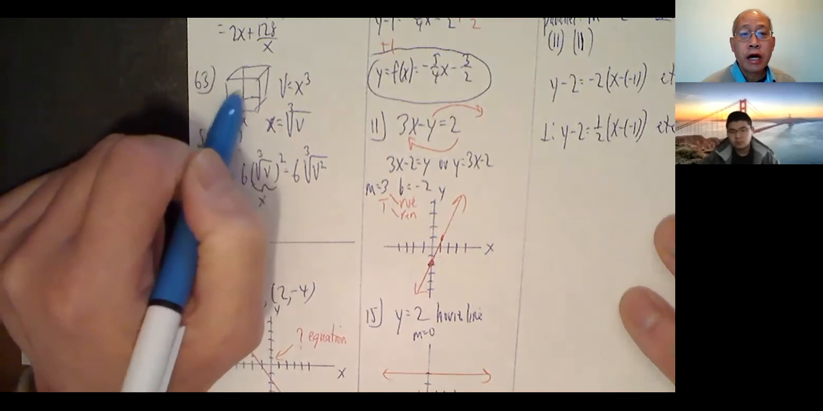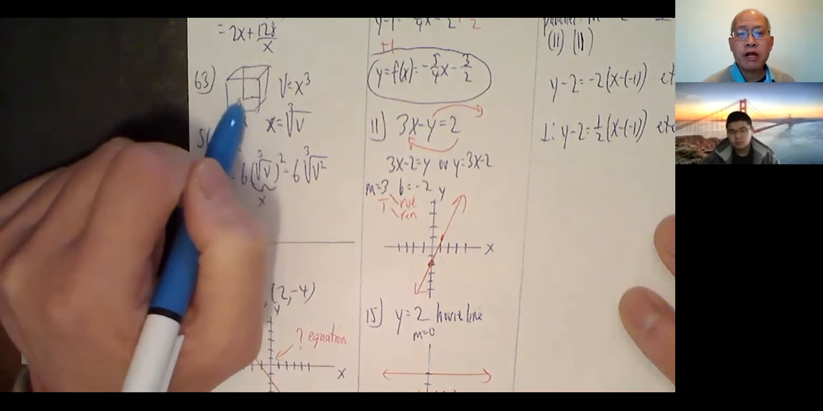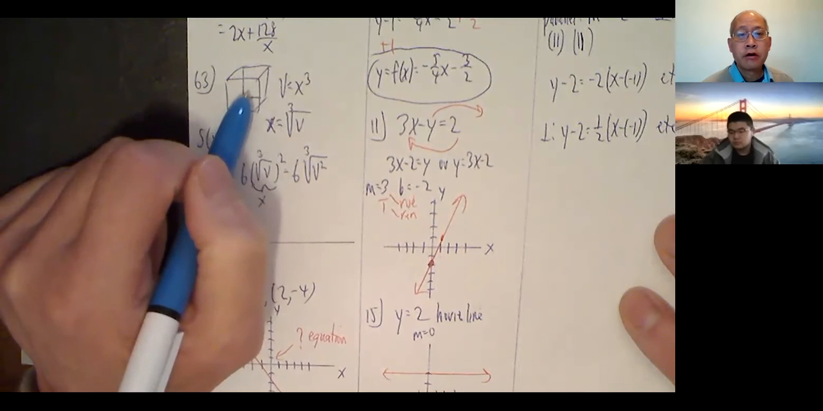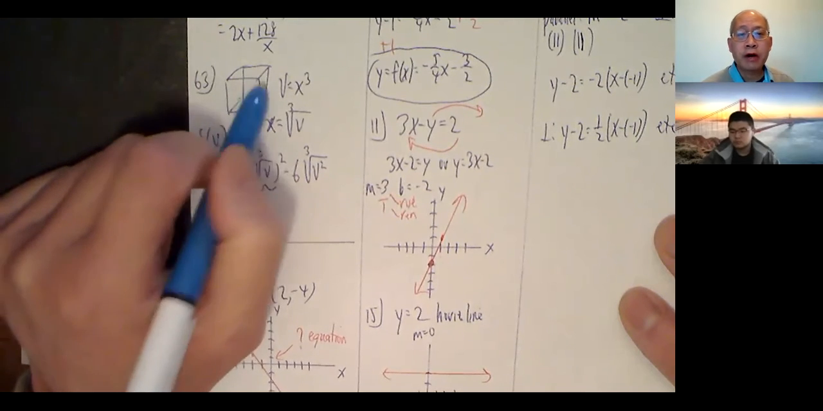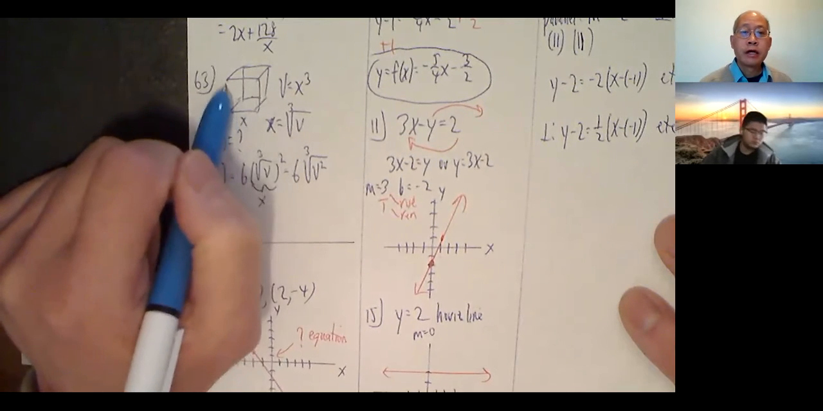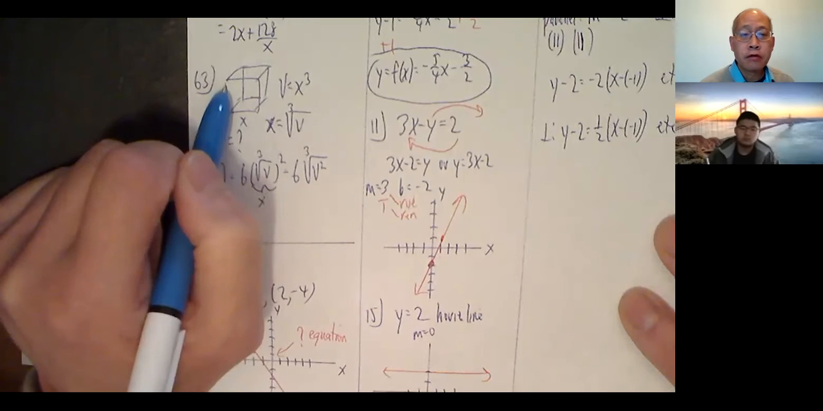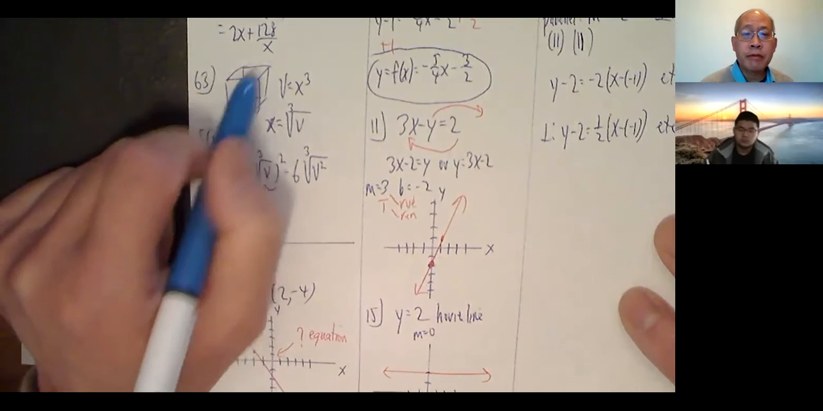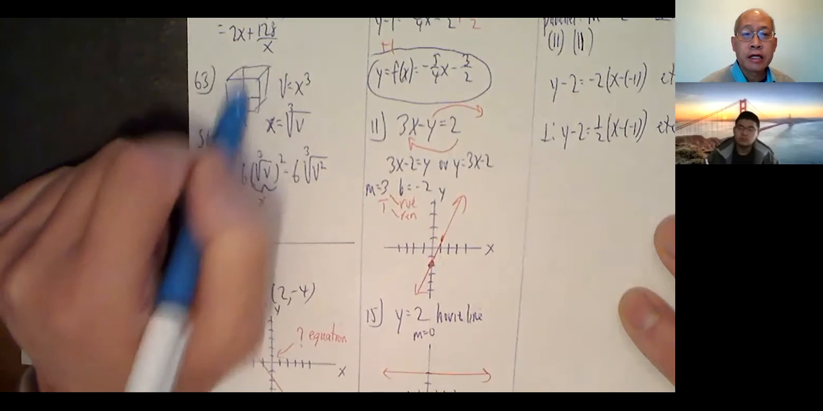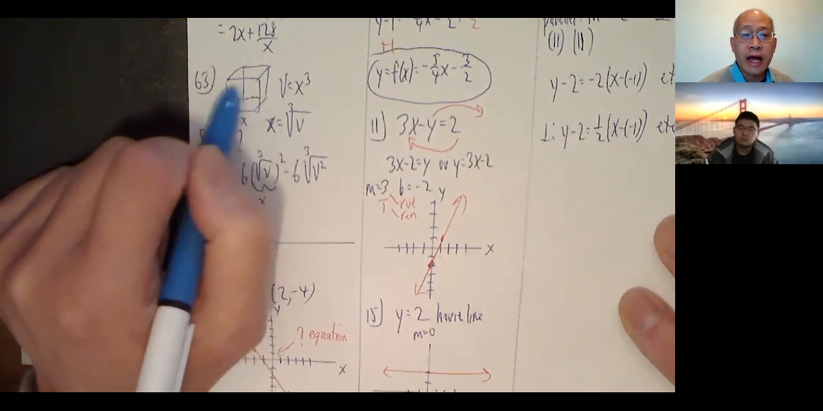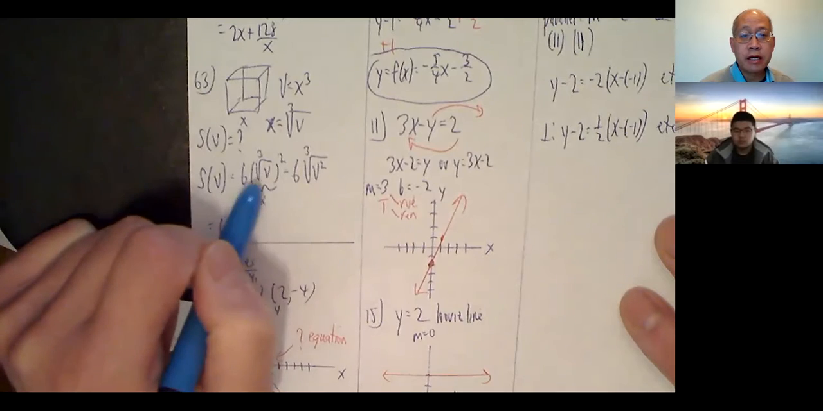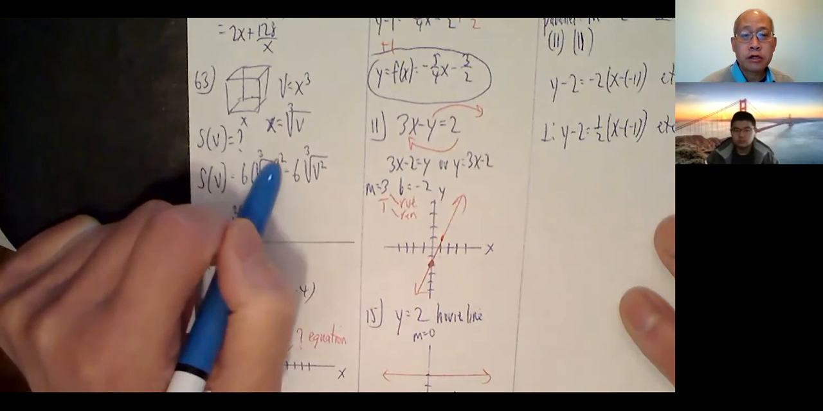Okay, so if you take a cube, how many faces are there in a cube? There are 6: front and back, left and right, top and bottom. They are all squares, right? So I basically have 6 squares to add up. So how do I find the area of a square? Well, it's x squared. So that's going to be radical v squared.